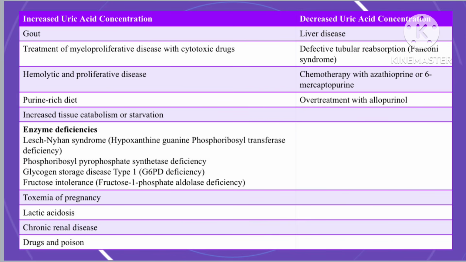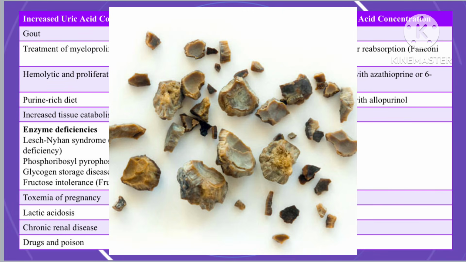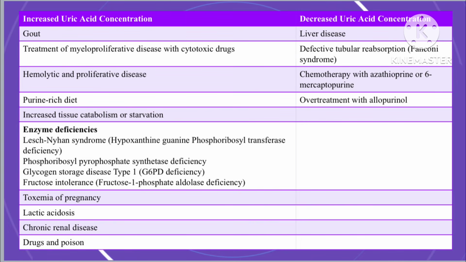And this hyperuricemia can lead to gout, which involves painful inflammation of joints due to urate crystal deposition, as well as kidney stones and a higher risk of metabolic and cardiovascular diseases. Conversely, low uric acid levels or hypouricemia may result from liver dysfunction, can also be due to excessive kidney excretion, or there is xanthine oxidase deficiency, or can be Wilson's disease.